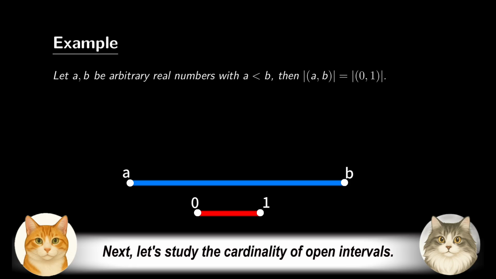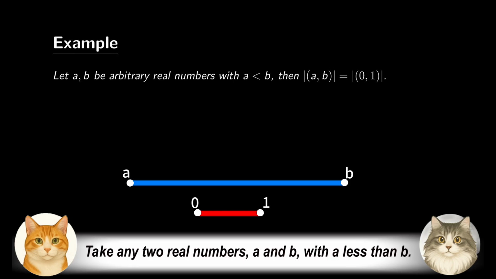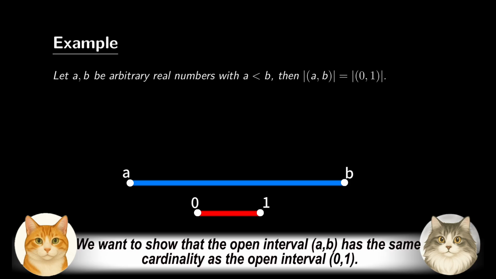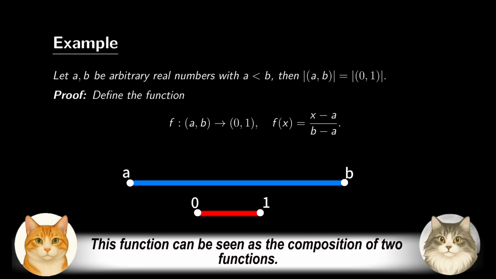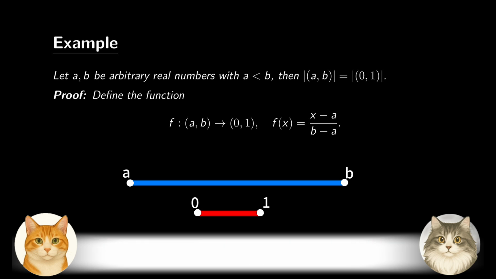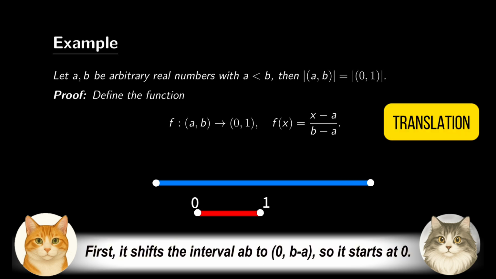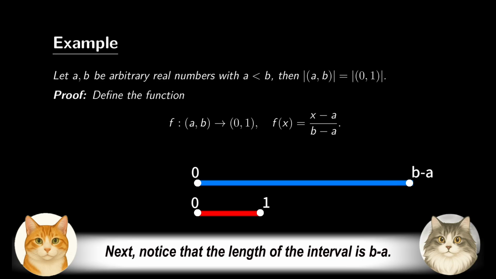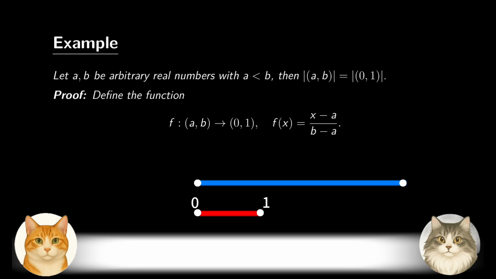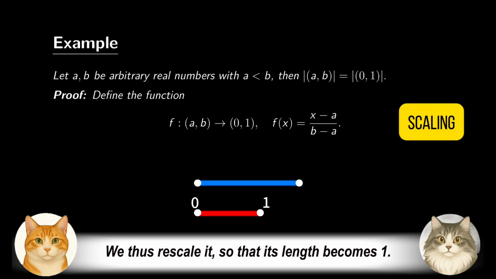Next, let's study the cardinality of open intervals. Take any two real numbers, a and b, with a less than b. We want to show that the open interval (a, b) has the same cardinality as the open interval (0, 1). The function we use is this, f(x) equals (x minus a) divided by (b minus a). This function can be seen as the composition of two functions. First, it shifts the interval (a, b) to (0, b minus a), so it starts at 0. Next, notice that the length of the interval is b minus a. We thus rescale it so that its length becomes 1.